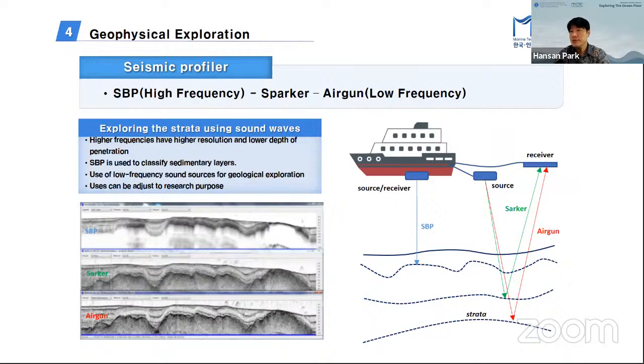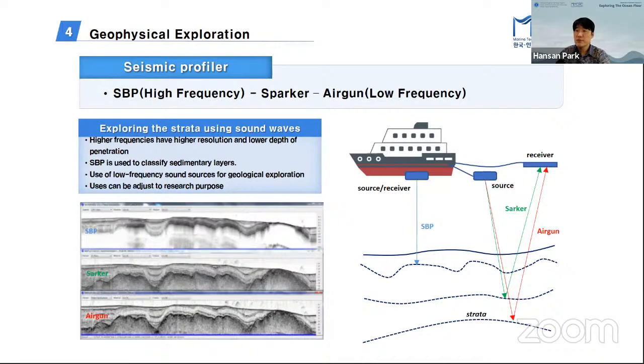In general, the characteristics are classified according to the frequency of the sound source. A high frequency sound source has low transmittance, but high resolution. A low frequency sound source has deep transmittance, but low resolution. So SBP, sparker and airgun are commonly used, depending on the type of sound source. According to each frequency difference, the SBP is used for exploration of sedimentary layers of the natural base layer. Sparker is used for intermediate layers, and the airgun is used for deeper exploration. Recently, with the development of exploration technology, equipment with a wide frequency range has also been utilized.